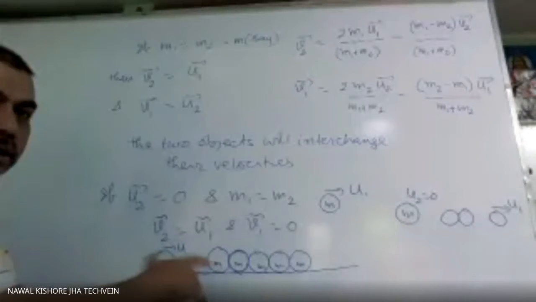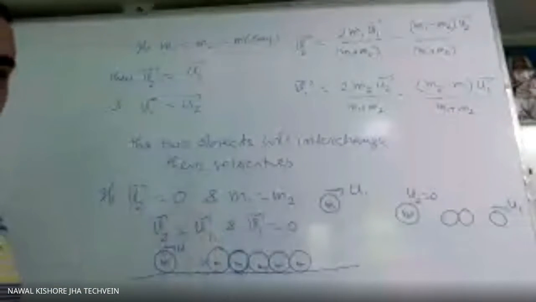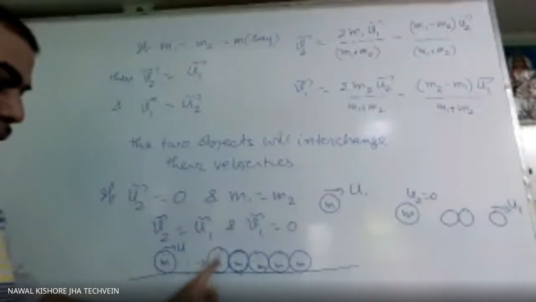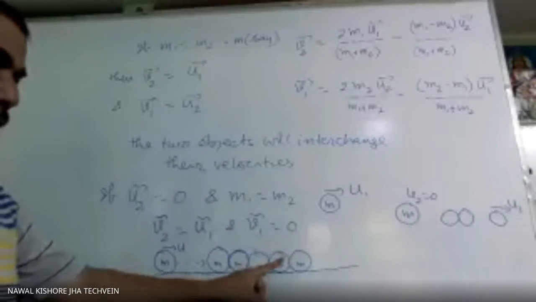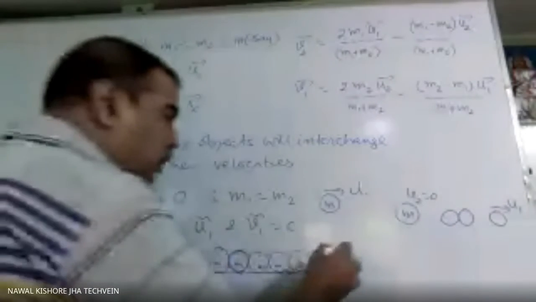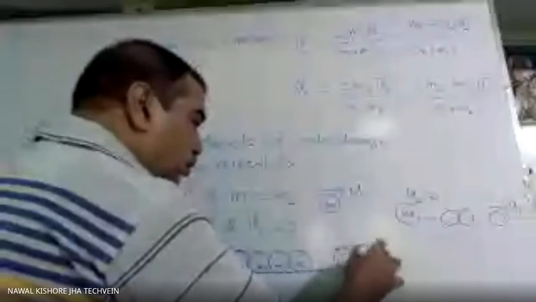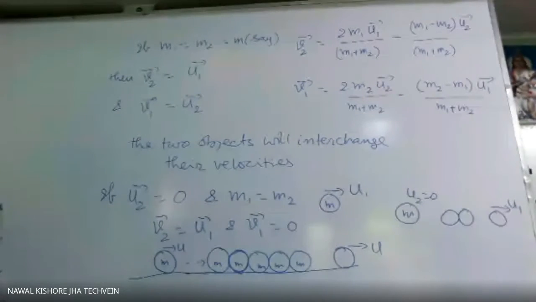So when it strikes, whatever momentum there is, all will be transferred to this one. This will transfer to the next, this ball will transfer to the third one, this one to the fourth, this one to the fifth. So finally, the last ball will start moving with velocity u, and the others will come to rest. If it is an elastic collision, this will be the situation.